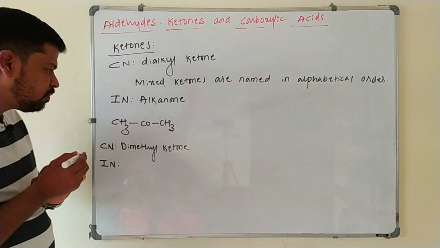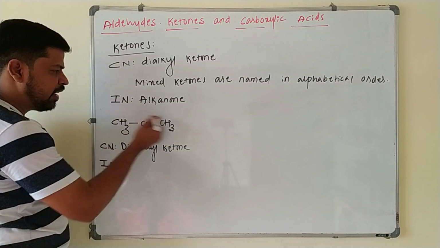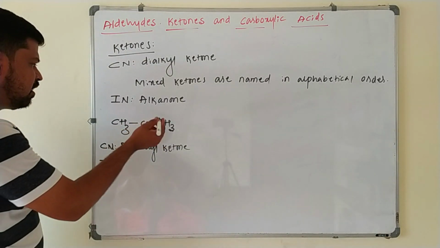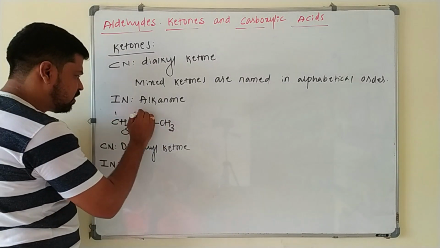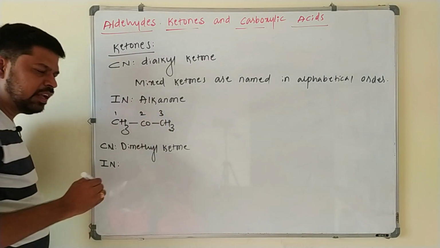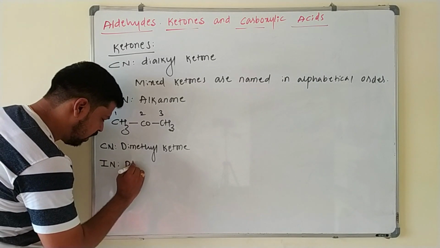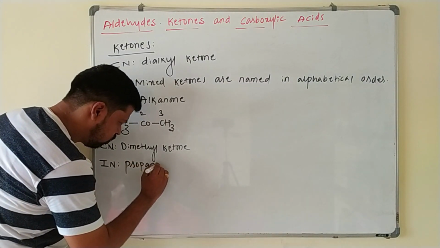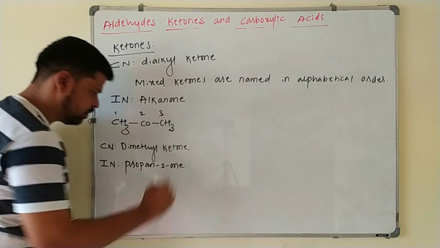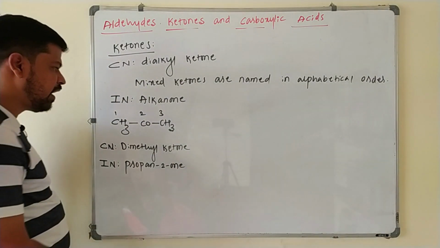Next, the IUPAC name of this compound: here 3 carbon atoms are there. At the second position the carbonyl group is there. Numbering can be done from any end because the same type of alkyl groups are there on both sides. 1, 2, 3. This is propan-2-one.